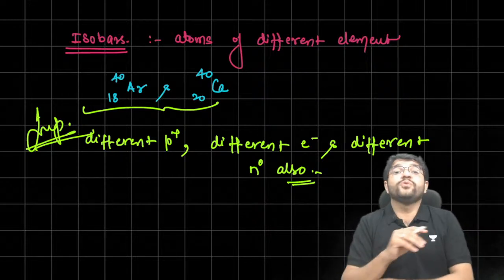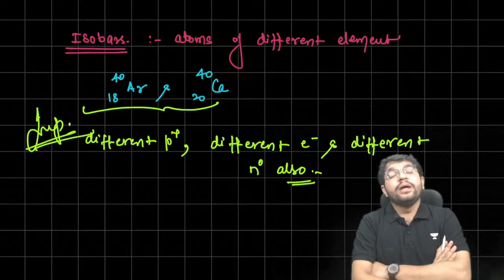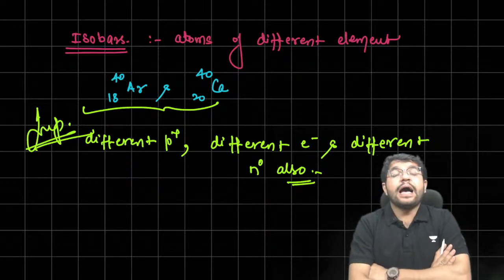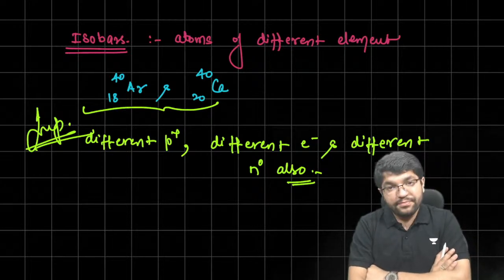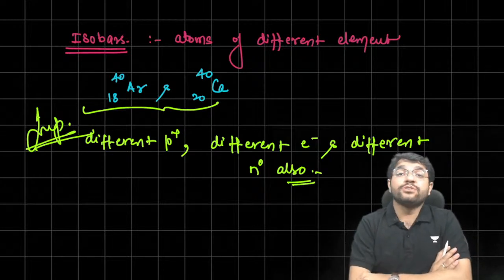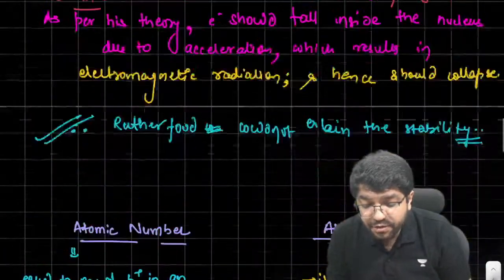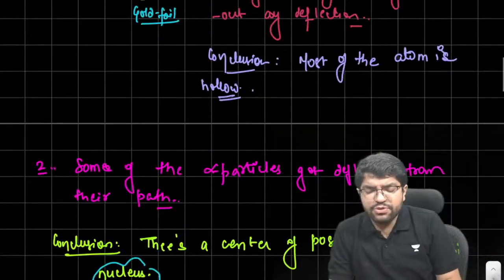Yes, in isotopes you have the same proton, same electron, but in isobars you have absolutely nothing in common. So remember, this is isotope versus isobar.